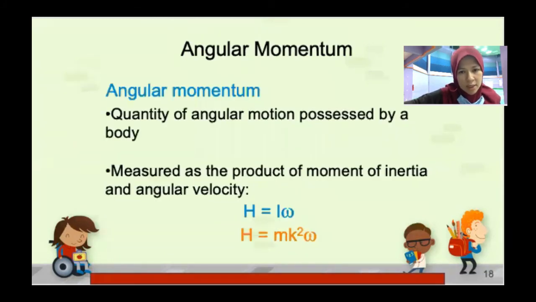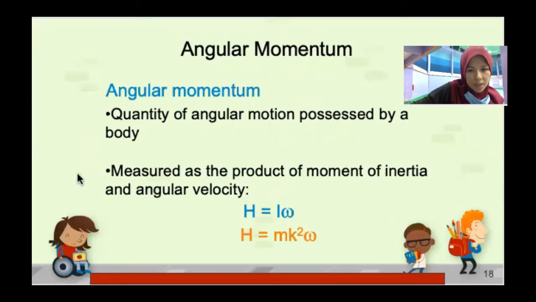Alright. Next is angular momentum. Angular momentum is the quantity of angular motion possessed by a body. It's measured as the product of movement of inertia and angular velocity. Okay, and then this is the formula that could be used in order to measure the angular momentum by using the product of movement of inertia and angular velocity.